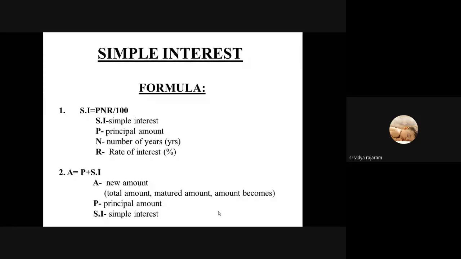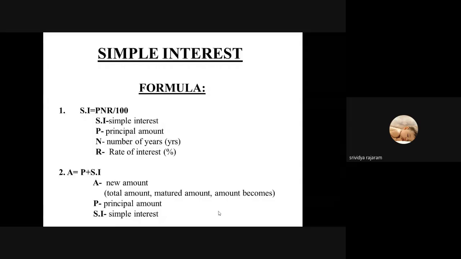And N stands for number of years. In some textbooks and in some websites, you may see instead of N, they use the alphabet T. T and N both are the same. It represents the time period, or for how many years we are depositing that principal amount. And R is nothing but the rate of interest. So the rate at which we are depositing the principal amount is represented by the letter R.